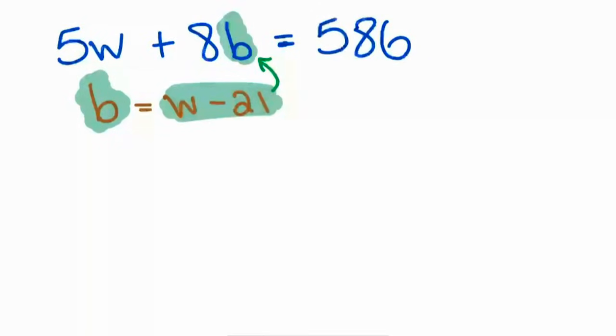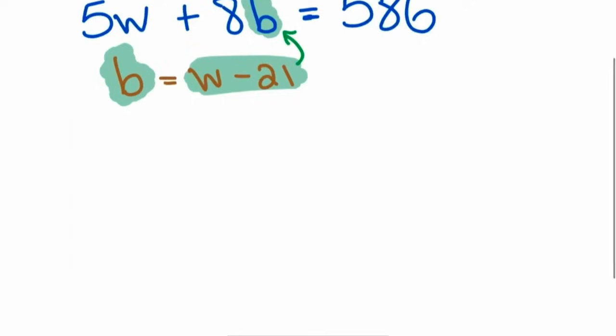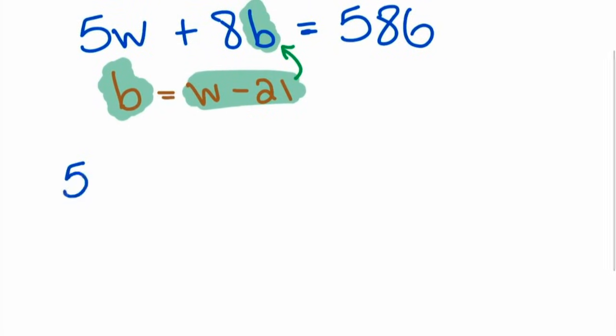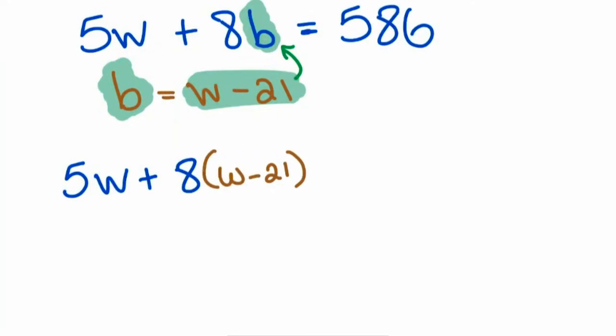Now let's go ahead and do it. Because this B here and this B, they're the same B. That means one bracelet. And we know that one bracelet is the same as W minus 21, so we'll plug that in. So instead of writing 5W plus 8B, it'll be 5W plus 8(W minus 21) equals 586. Again, all we changed was replacing B with W minus 21.